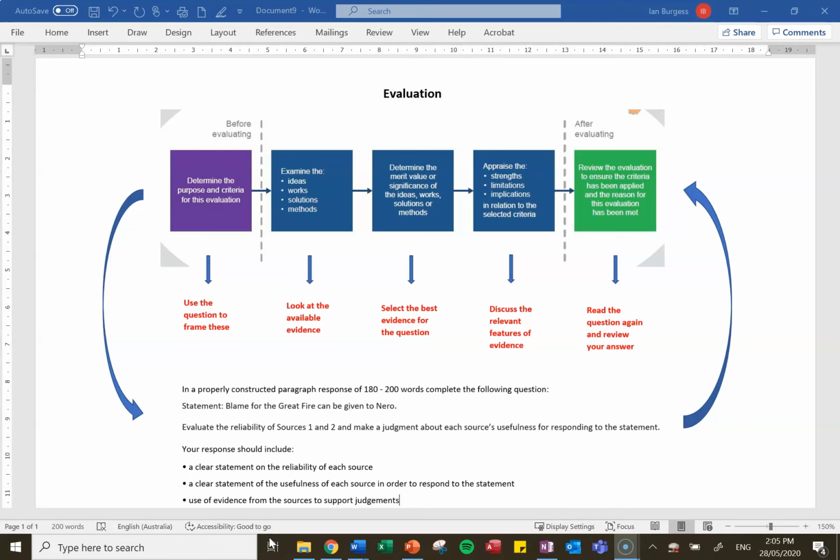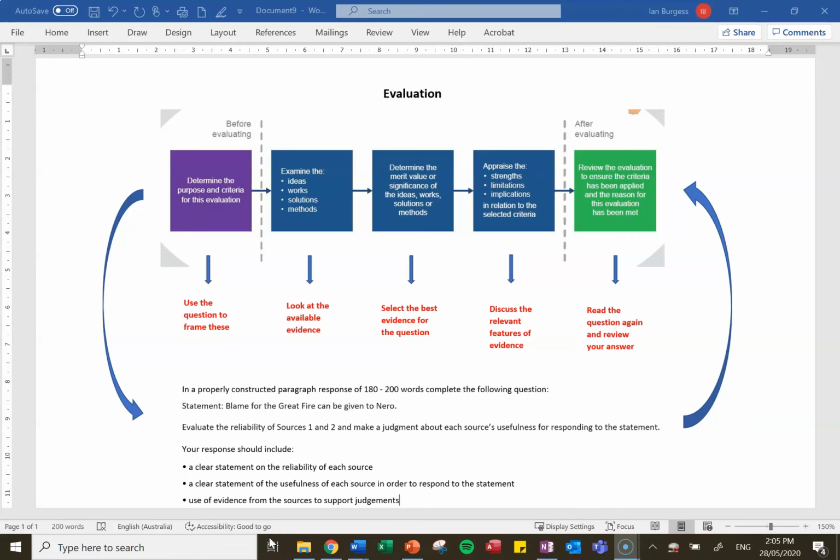Generally speaking, when we're looking at evaluation, we're probably looking at two key areas of usefulness and reliability as our key areas that we'll discuss. But again, I have to stress that it depends on what the question is asking us to do. Once we've done that, we then need to examine our evidence. We need to look at the available evidence in order to understand what we're going to apply the criteria or those aspects to.